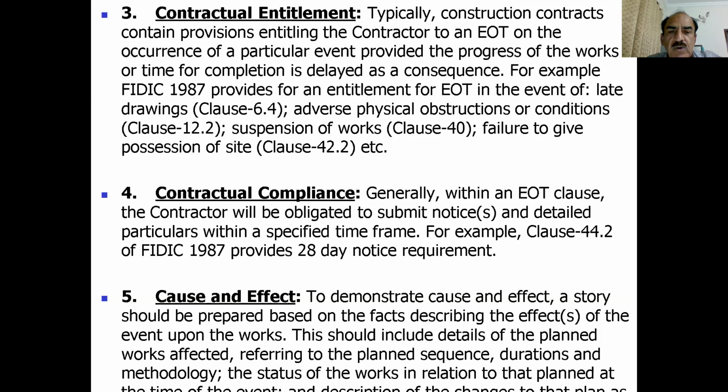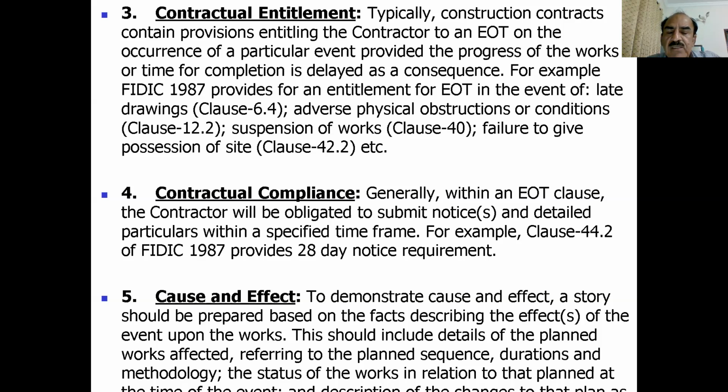The fourth is contractual compliance. Generally within the EOT clause, the contractor will be obligated to submit notices in detailed particulars within a specified time frame. Now, this is really very important that if there is any payment which is due on account of extension of time, then the contractor will be entitled under clause 44.2 of FIDIC to submit his claim within 28 days of such event.